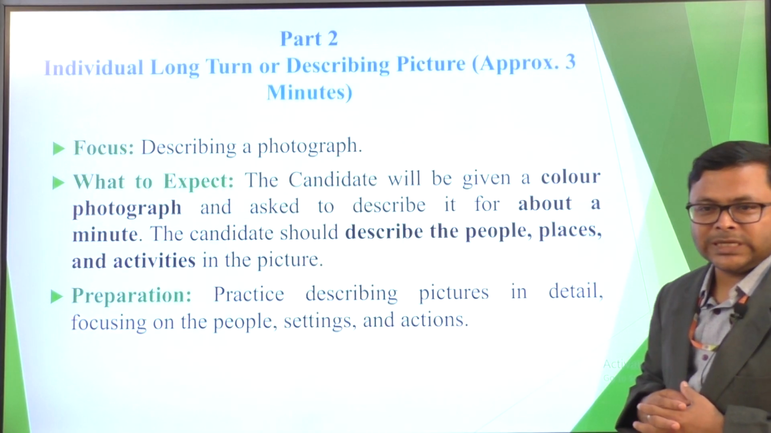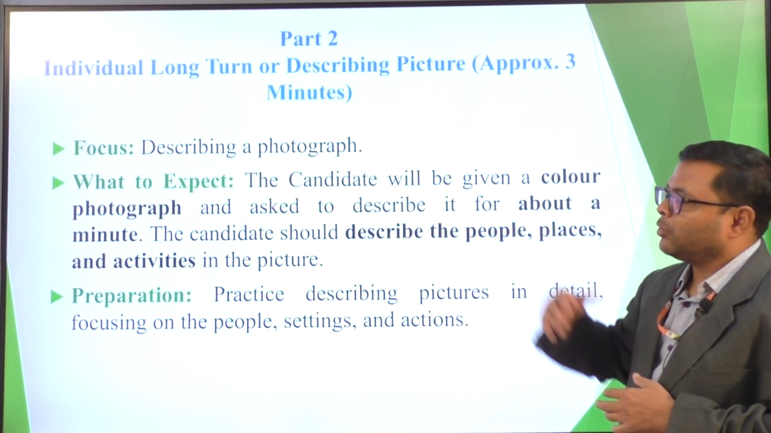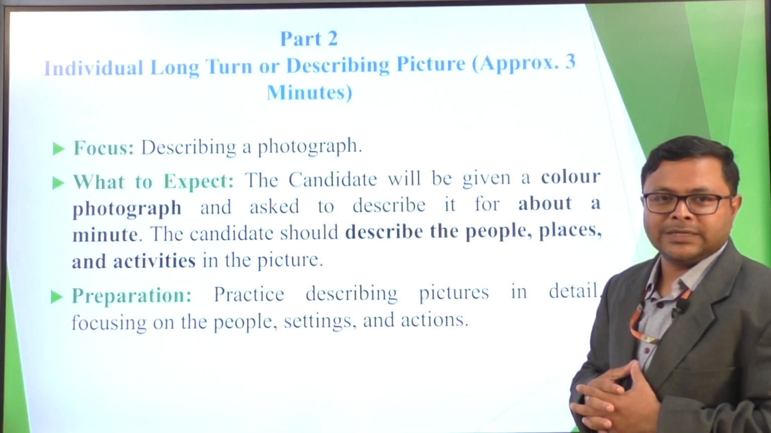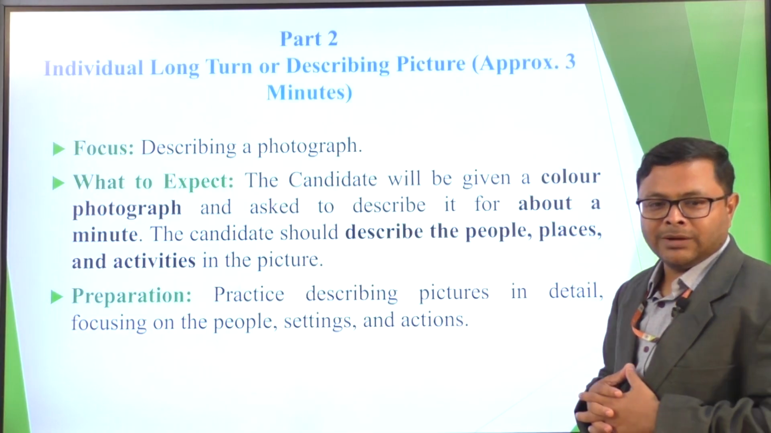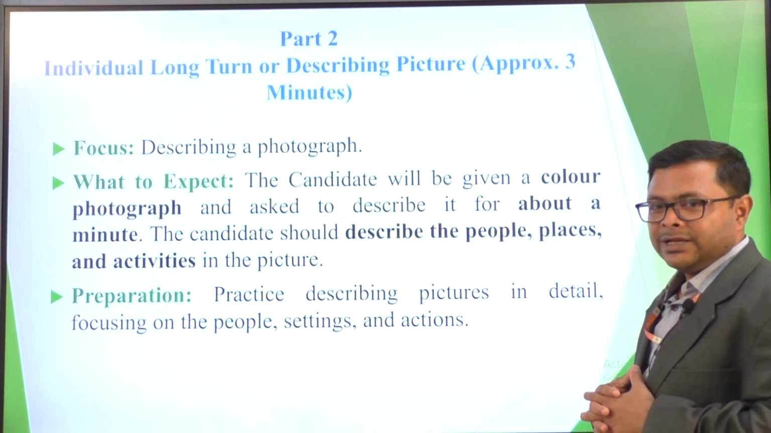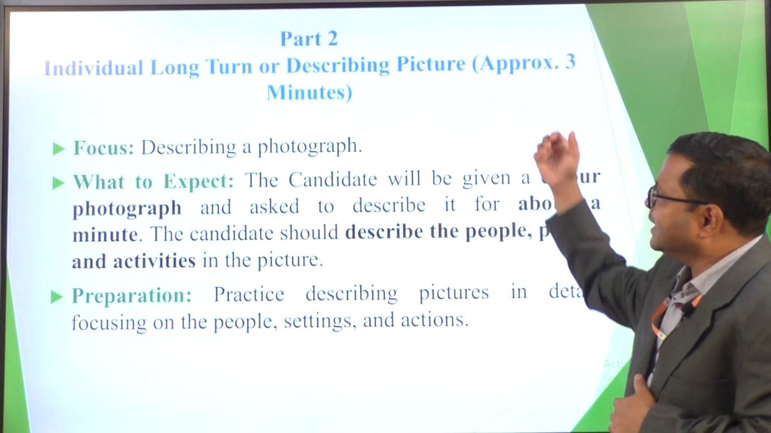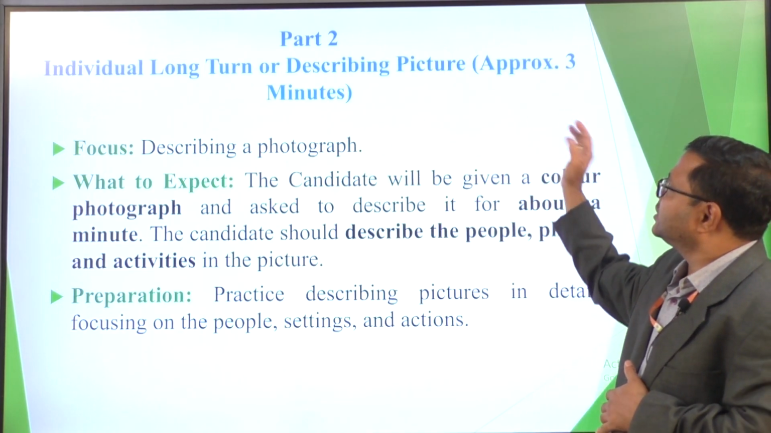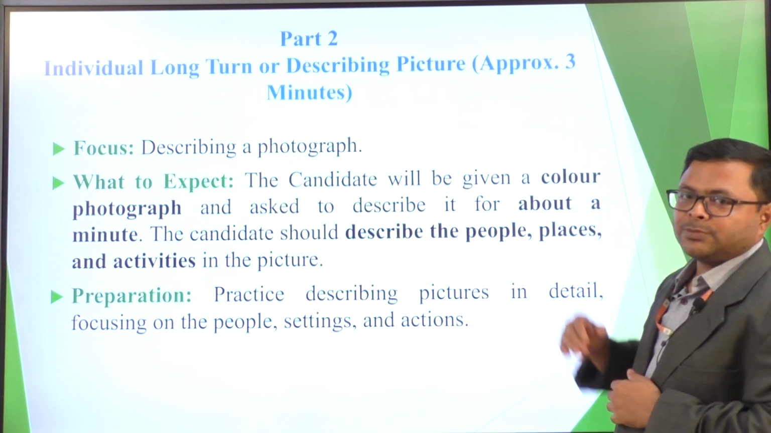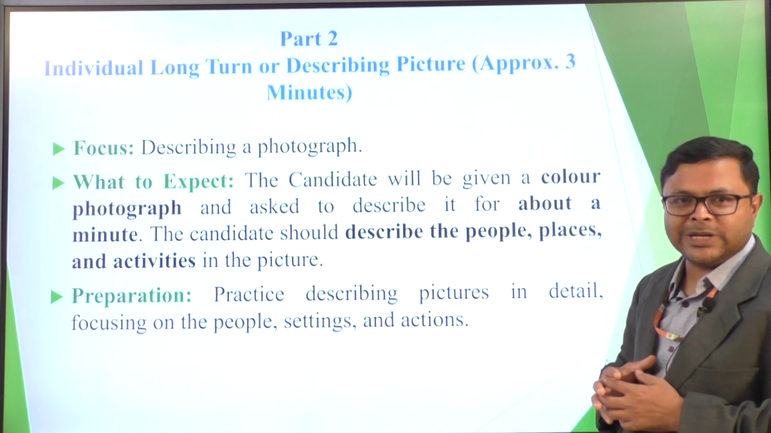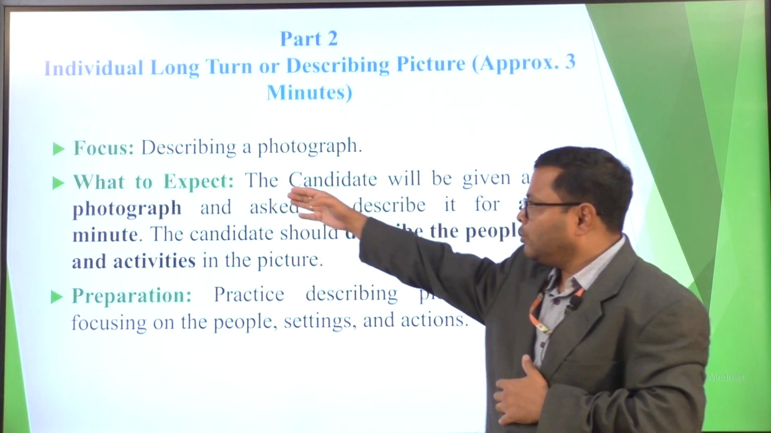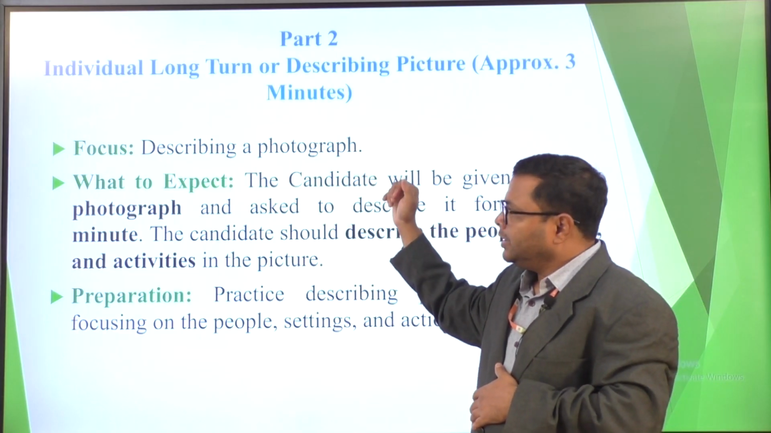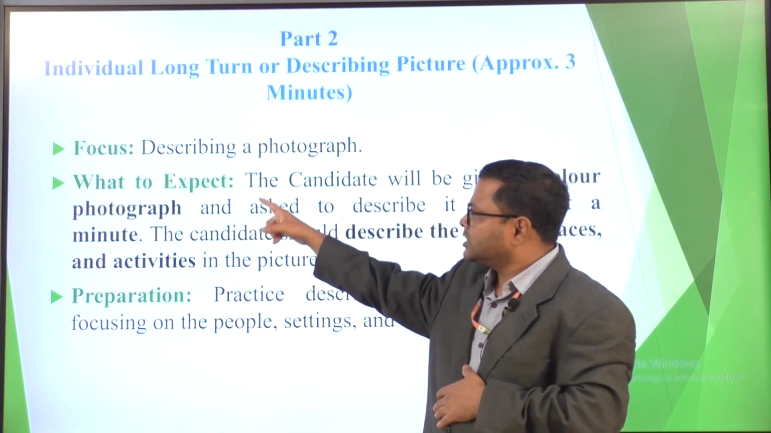So, hello students. Now, we are going to discuss part 2 of the speaking test, B1 Cambridge PET, B1 Preliminary speaking test part 2. In this part it is an individual long turn, describing a picture. This part will take approximately 3 minutes, and the focus is describing a photograph. You will describe a photograph, and here is what to expect.